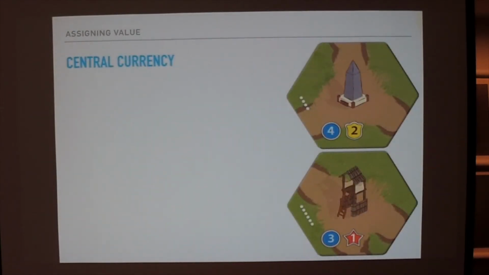This is a game I did a few years ago. Every tile has some icons on it which give you different attributes for things. So the blue tile, or the blue circle, is actually the central currency in this game. It's the cost of that tile. The yellow there is for culture, and the red is for military, the red star.